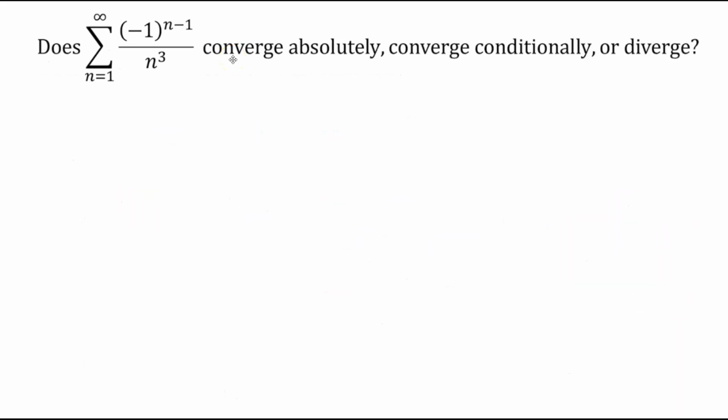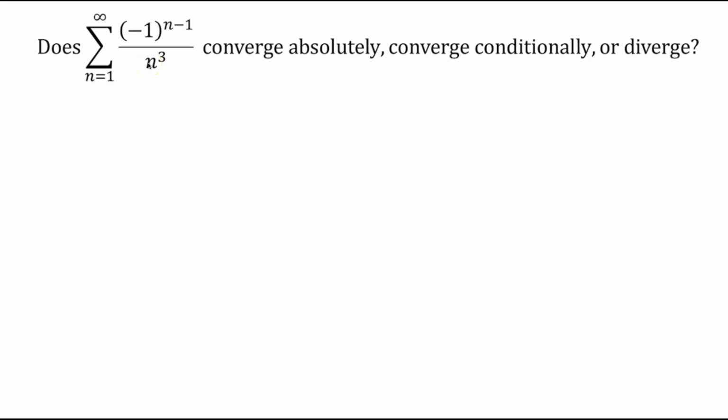Now, finally, we've reached the wording of a problem that you would get on a quiz or exam. Does the sum of n equals 1 to infinity of -1 to the n minus 1 over n cubed converge absolutely, converge conditionally, or diverge? So those are our three possibilities here.